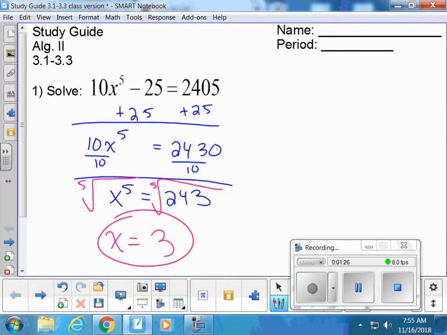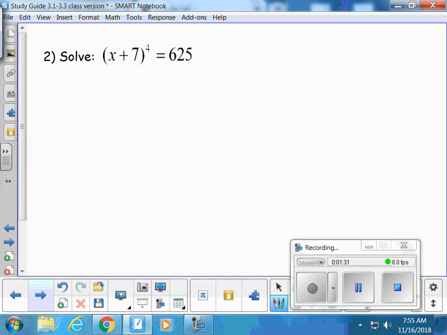Survived that one okay? Number 2. So that 7 is actually trapped right now, and you have to kind of get it untrapped. Do you know what the first step should be? 4 math 5. Yep, take the 4th root on both sides, and the calculator, that would be 4 math 5. So we're going to take the 4th root on both sides. Now keep in mind, we're taking the 4th root. That's an even root. So we are going to have to throw that plus or minus out front. What's the 4th root of 625? It's a perfect 4th. 5.